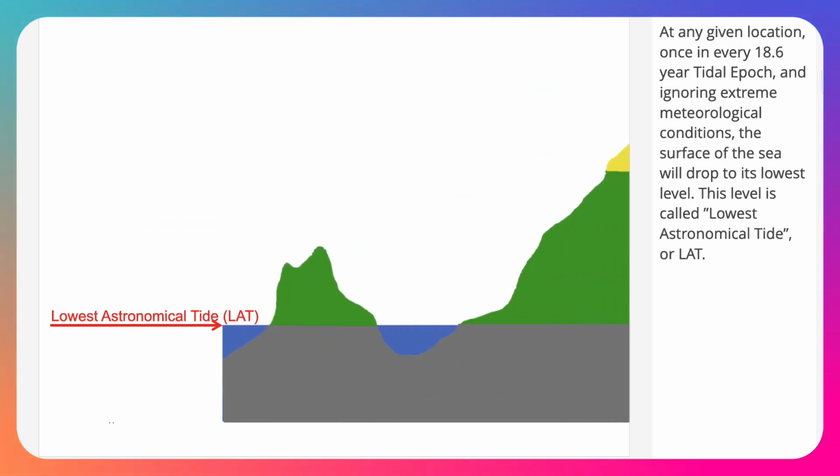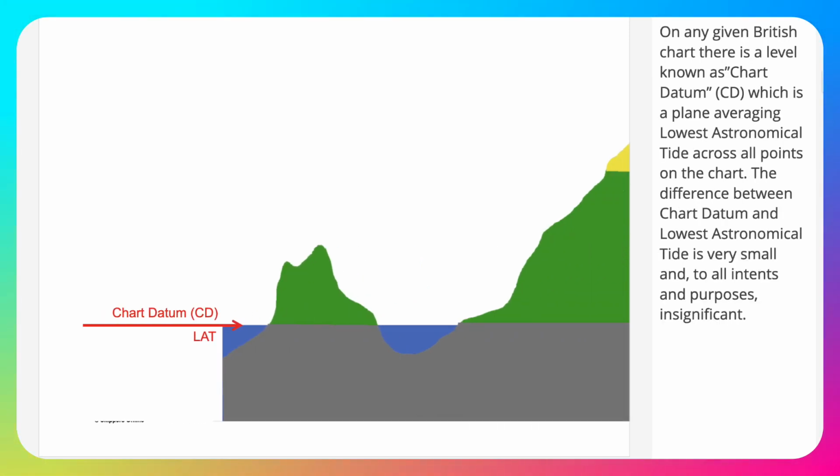At any given location, once in every 18.6-year tidal epoch, and ignoring extreme meteorological conditions, the surface of the sea will drop to its lowest level. This level is called lowest astronomical tide, or LAT. On any given British chart, there is a level known as chart datum, CD, which is a plane averaging lowest astronomical tide across all points on the chart. The difference between chart datum and lowest astronomical tide is very small, and, to all intents and purposes, insignificant.